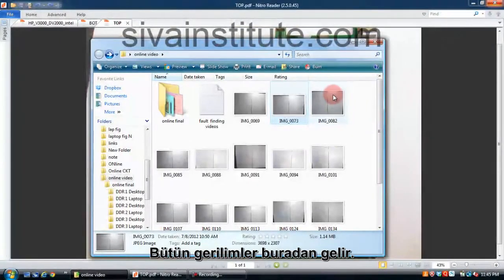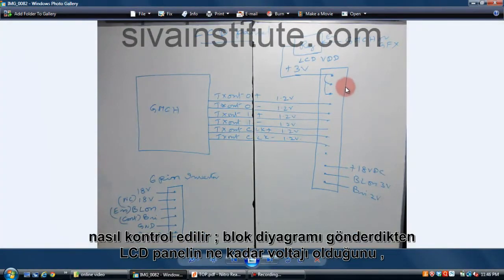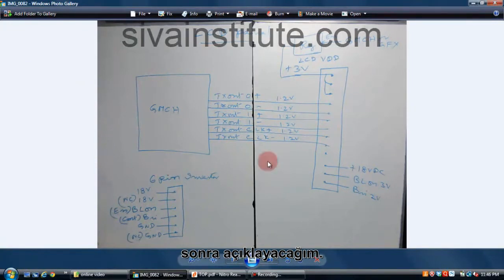Next, S3, all voltages will come. This is the LCD panel. This connection comes out from the GMCH or graphic controller. How many voltages are there, and how do you check an LCD panel? I will explain first from this block diagram, then I will explain in the circuit, and after that we will see the voltages. This will take a 1 hour class.